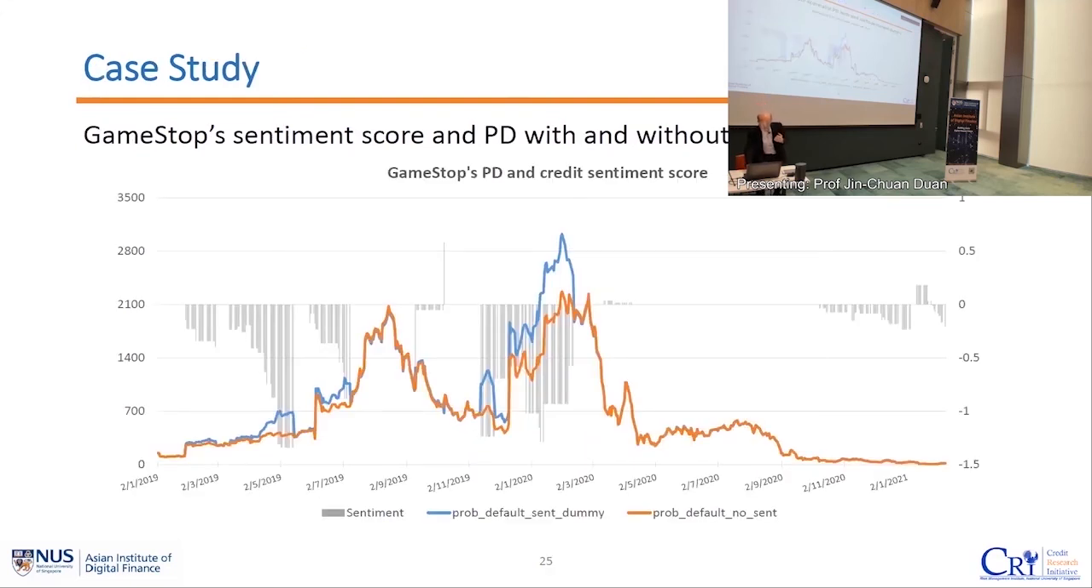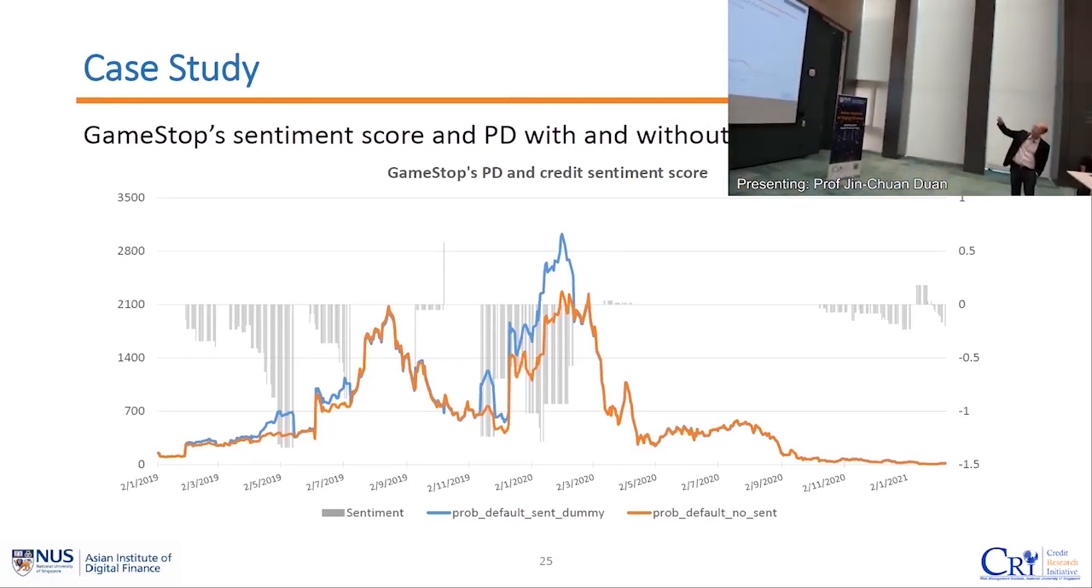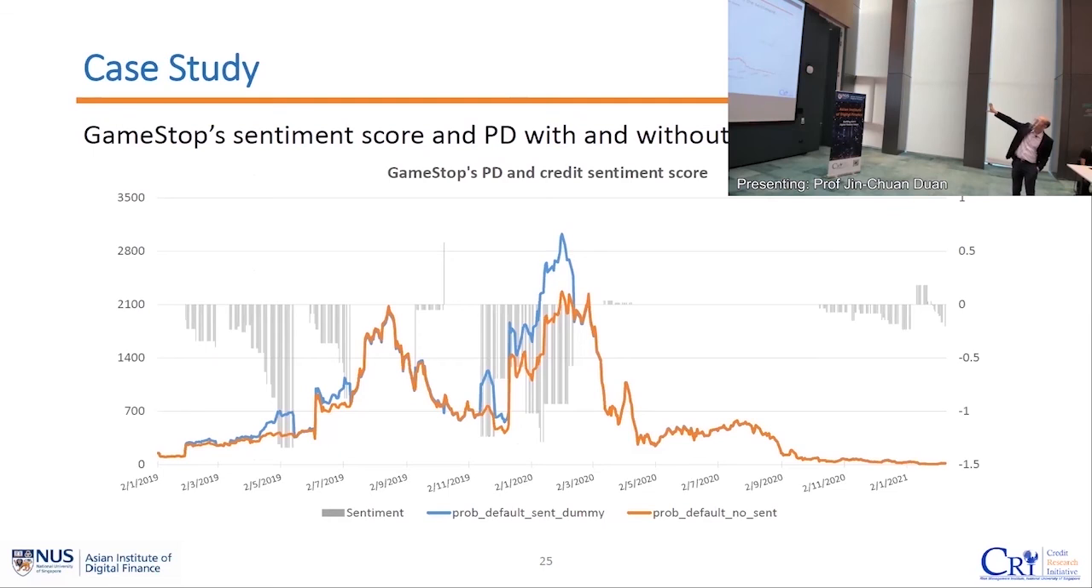So, let me show you two examples you may feel excited about. This is GameStop. Everybody is paying attention to GameStop these days. Look at that gray bar going down. That's a sentiment score. You should refer to the right-hand side. So the maximum number is -2.